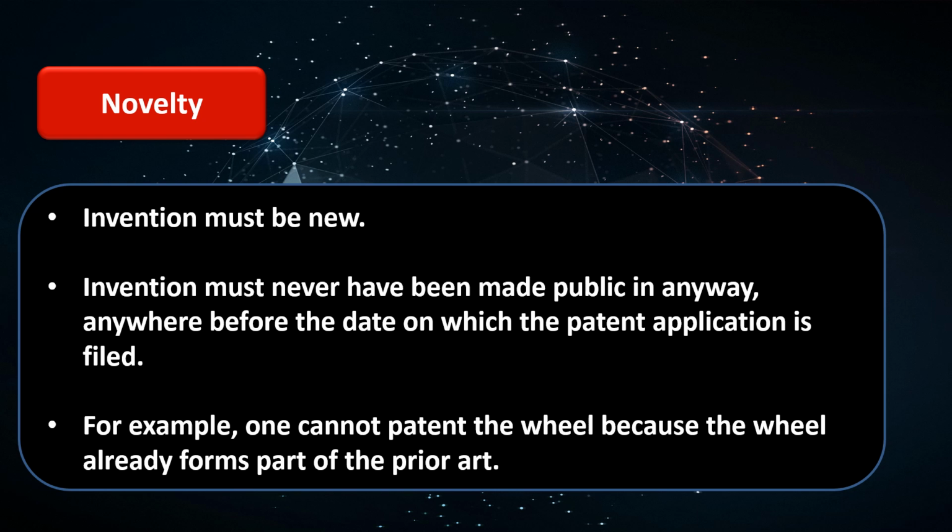Okay, so let's start with novelty. What is meant by novelty? Novelty in simple language means new. So whatever invention you are looking to file a patent for should be novel, or new. What that means is that the invention should not have been already available. It should not be present anywhere in the public domain. So that must be your idea or your invention, and it should be new. The second point is that the invention must never have been made public in any way. That is related to the novelty point.